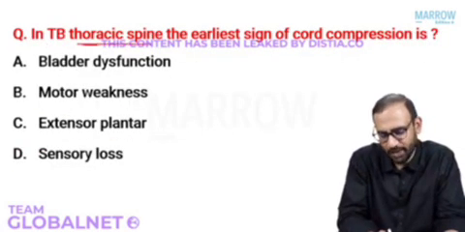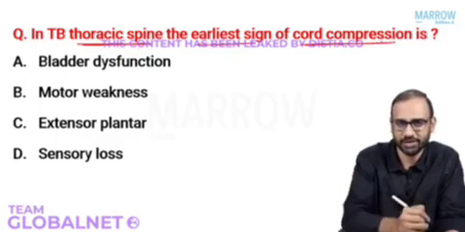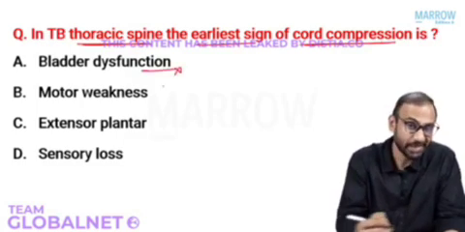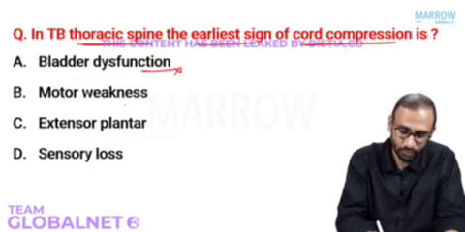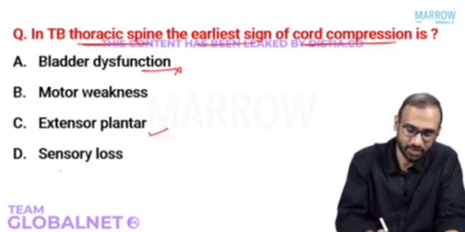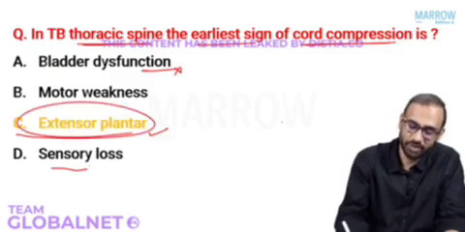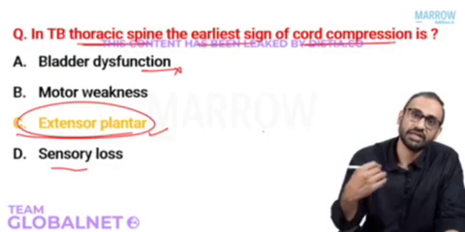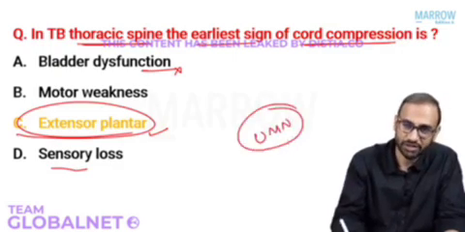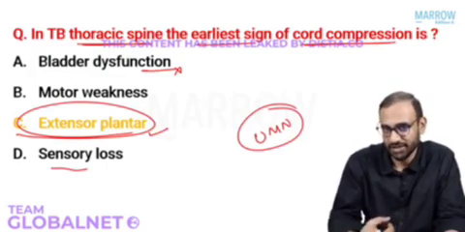In TB thoracic spine, the earliest sign of cord compression is. What is the earliest sign of cord compression? They are basically asking you the neurological symptoms. Bladder dysfunction, pretty late in the disease. Motor weakness, yeah, can happen. Extensor plantar, yes, UMN lesion is an extensor plantar. Sensory loss also a little late. So the correct answer is C, extensor plantar. Remember, in tuberculosis of the spine, when the spinal cord is getting involved, it will usually show a UMN lesion where there is exaggeration of deep tendon reflexes or ankle clonus and extensor plantar.